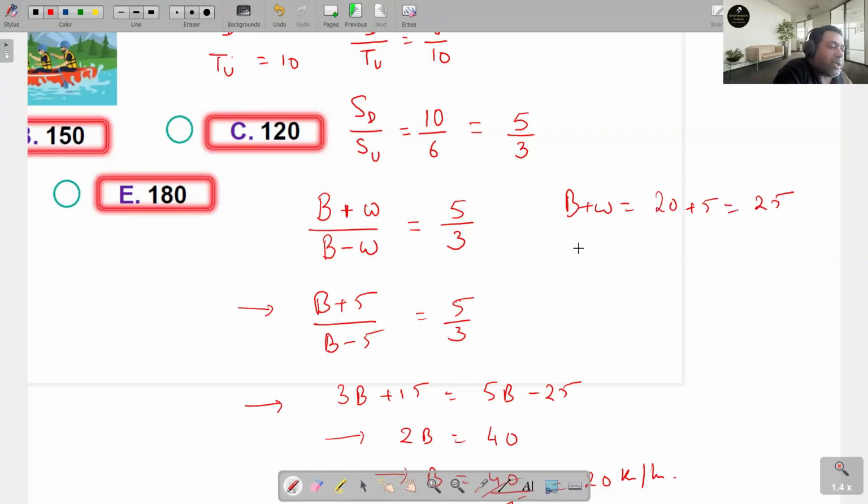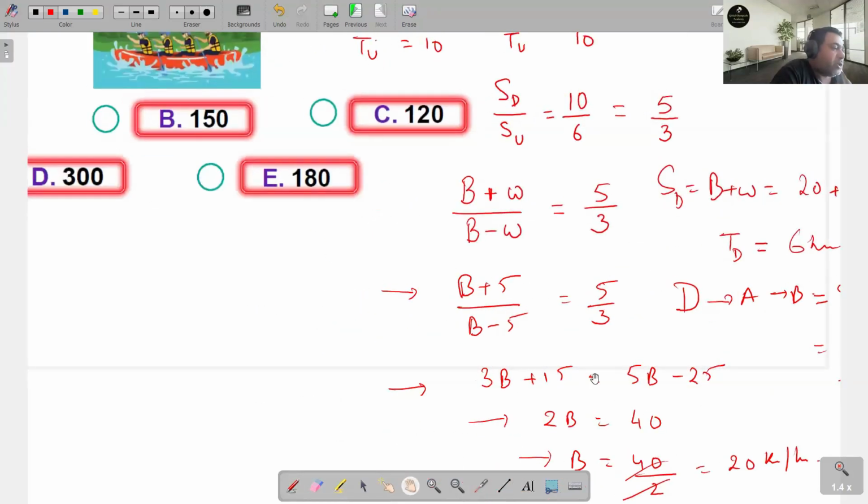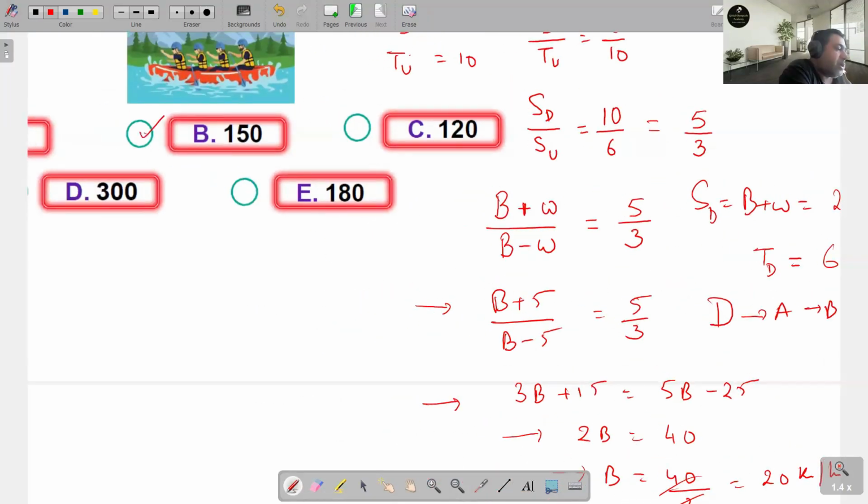And how much time is it taking? This is the speed of downstream, right? And how much was the time taken? Time taken was 6 hours. So the distance of A to B will be equal to speed of downstream multiplied by time of downstream, which is equal to 25 times 6, which is 150 kilometers. Okay, and that's going to be option B here. All right.